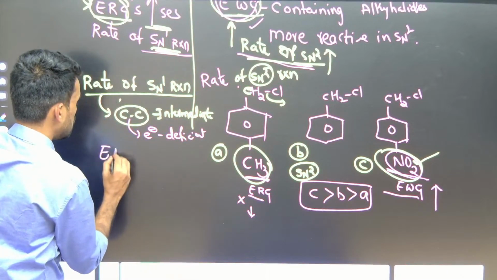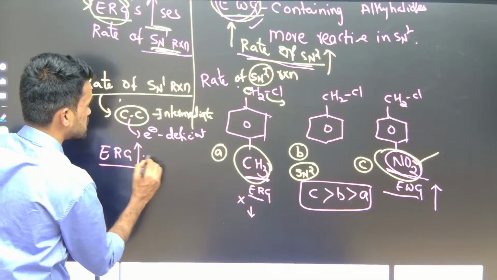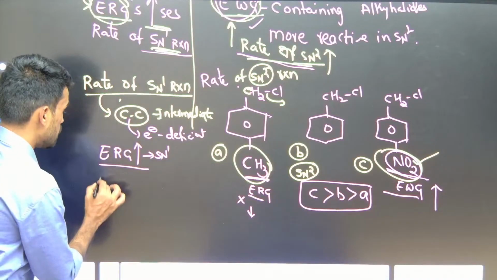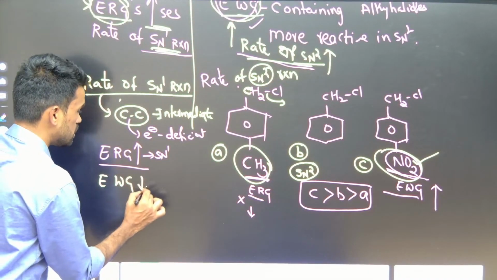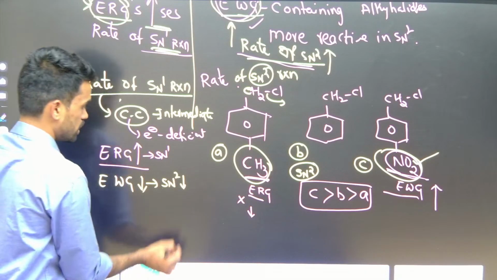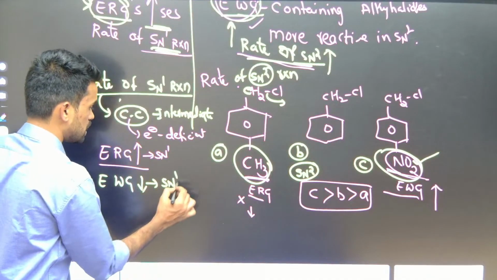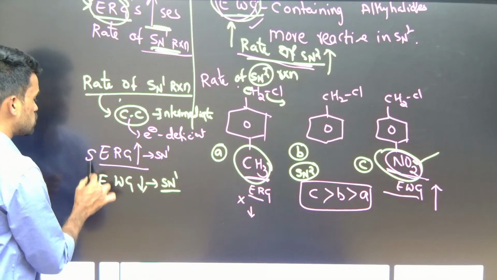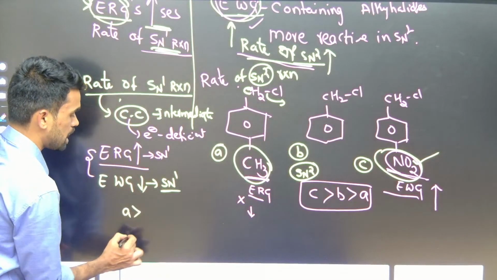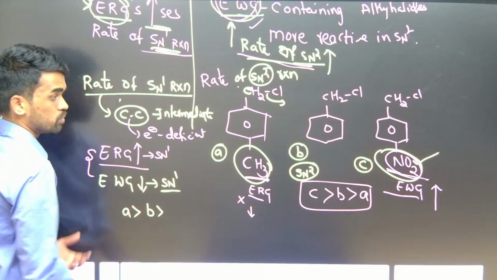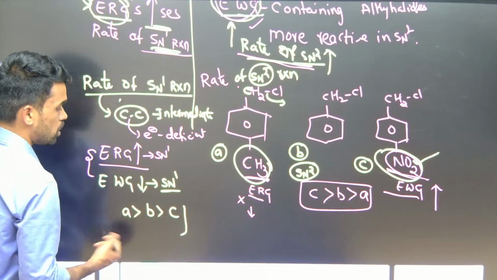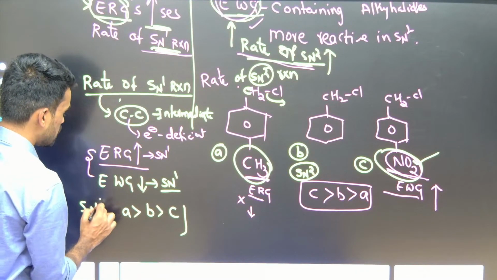Yes, electron releasing groups increase the rate of SN1 reaction. So which increases rate of SN1 reaction? Electron releasing groups. But if it has electron withdrawing groups, that decreases the rate of SN1 reaction. Electron withdrawing groups decrease the rate of SN1 reaction. That's it. With these two statements, you can give the order now. What happens? A will be more reactive than B because B has no group, but C has an electron withdrawing group, that will be least reactive here. So this will be the order for SN1 reaction rate.